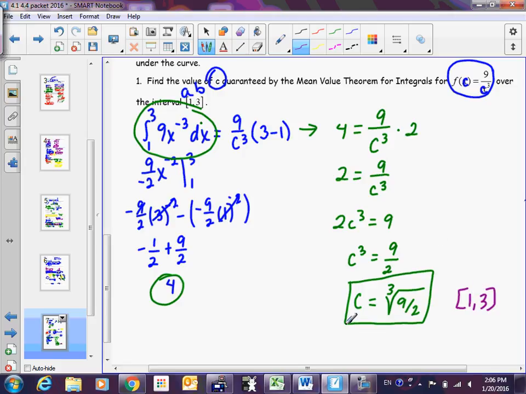Now there are times when you're going to get multiple answers, some of which are in the interval. Those are good. Some of which are not in the interval. We kick those out. We're going to do one like that in a minute. Okay, are there any other questions on this before we look at the next page?